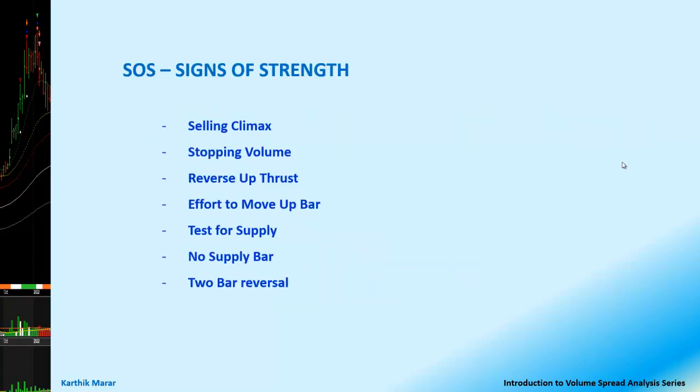Before we proceed, let's quickly look at what the signs of strength, or SOS, are. They are the selling climax, the stopping volume, reverse upthrust bar, effort to move up bar, test for supply, no supply bar, and the 2-bar reversal.